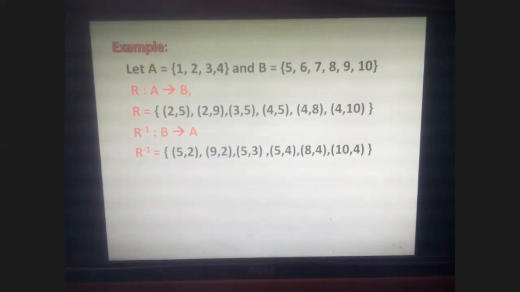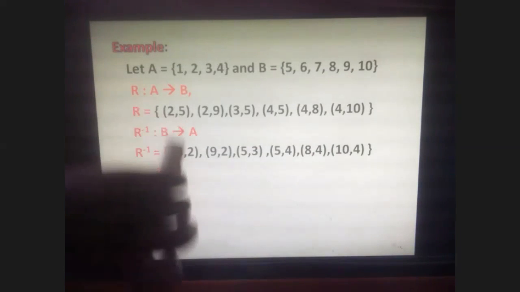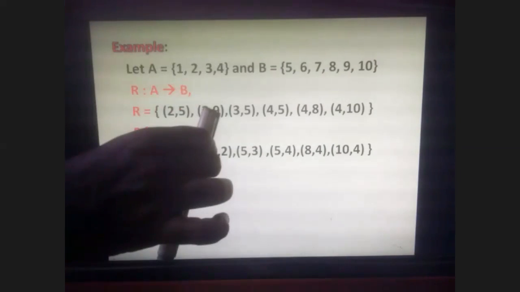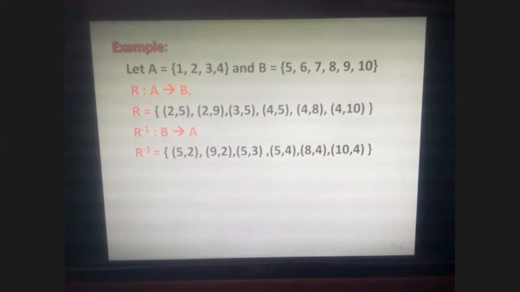That is the inverse relation. Nothing more. We flip the order. If (2,5) is a member of R, then (5,2) will be a member of R inverse. (2,9) is a member of R, so (9,2) is a member of R inverse, and so on. If R is from A to B, R inverse will be from B to A.